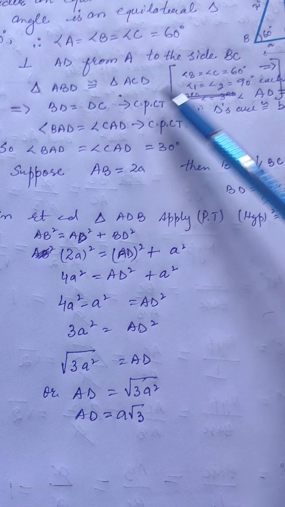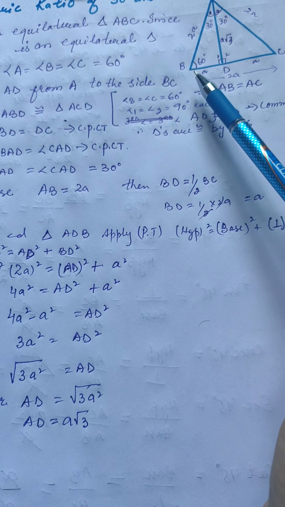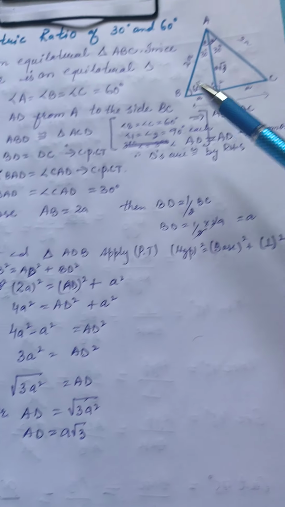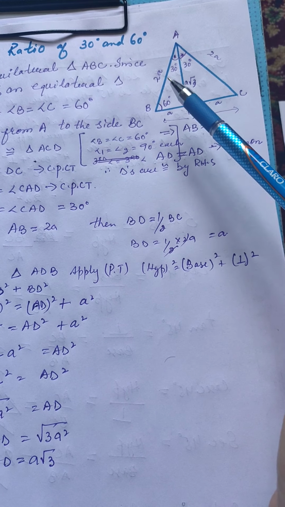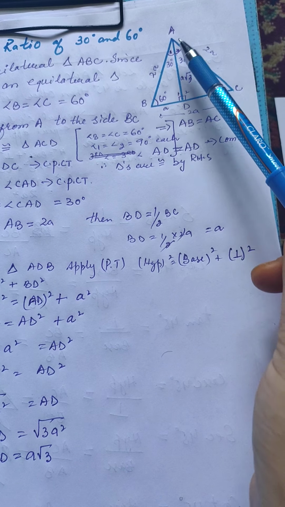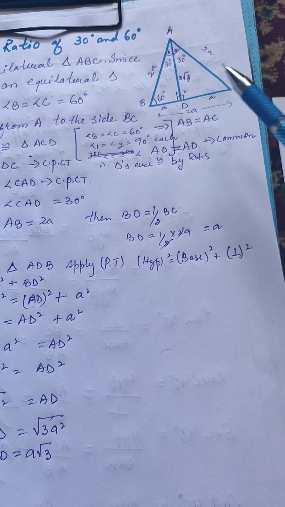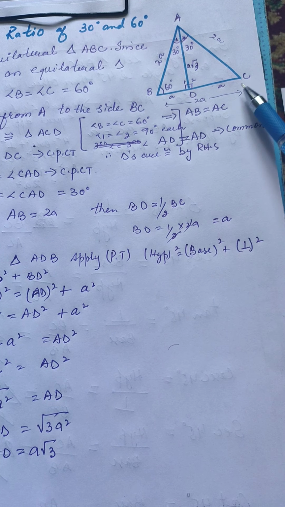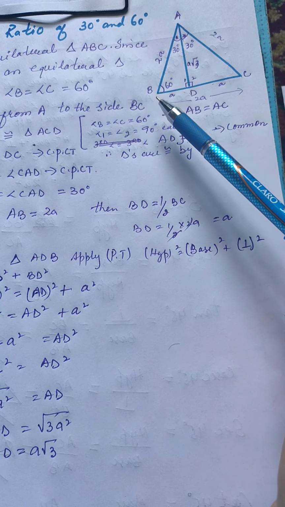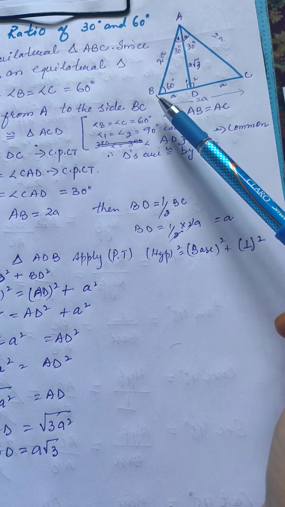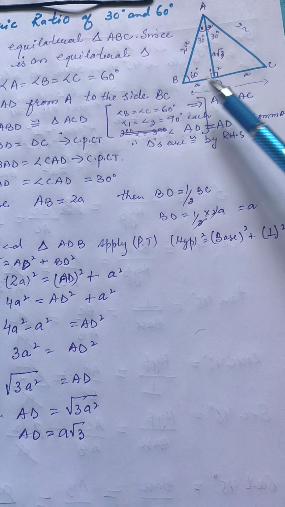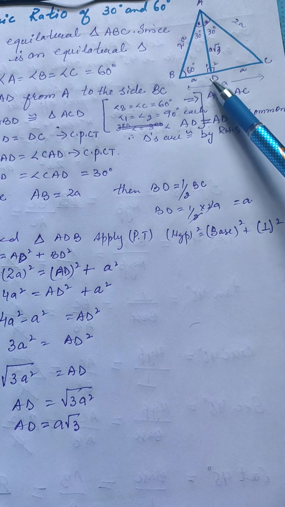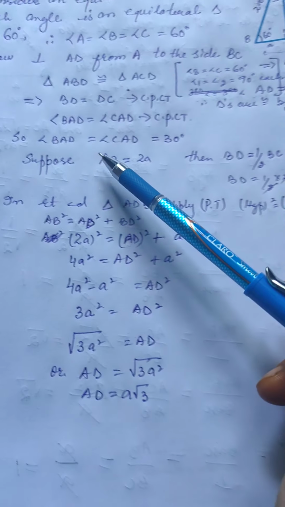If these triangles are congruent, then their corresponding parts are equal. That means BD is equal to DC. Suppose each side of the equilateral triangle is 2A. So AB is 2A, AC is 2A, and BC is 2A. Since BD is equal to CD, BD is half of BC. If BC is 2A, then its half is A. So BD is A.